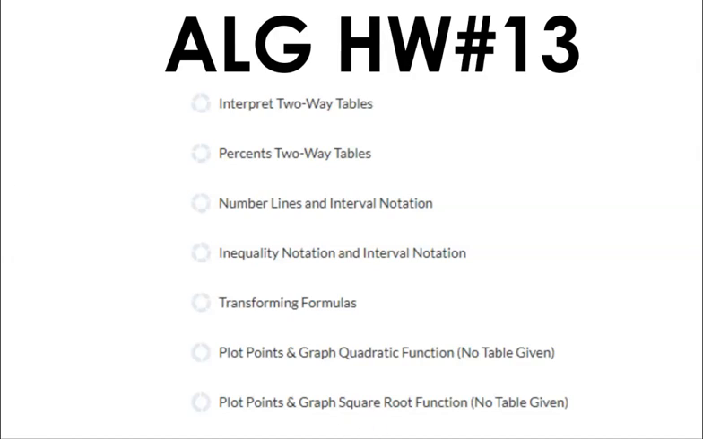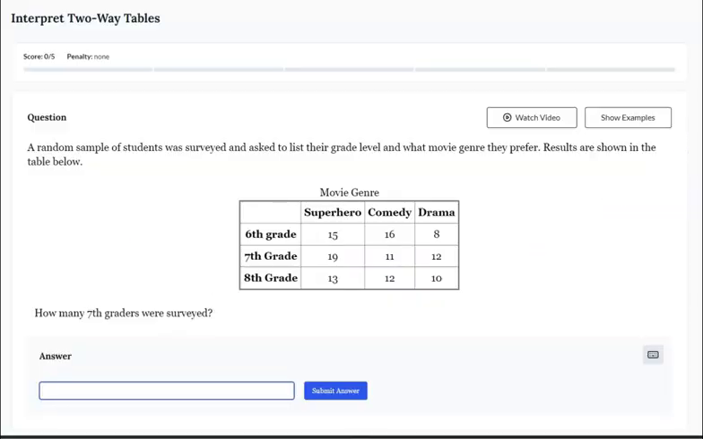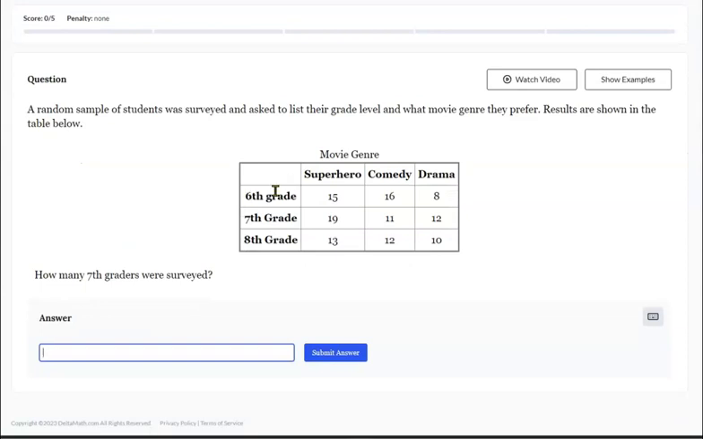Let's take a look at the questions on homework number 13, starting with interpreting two-way tables. In this category, you have to be able to read a table both left to right and up and down. This table expresses all of the joint frequencies, but there are no marginal or total frequencies.